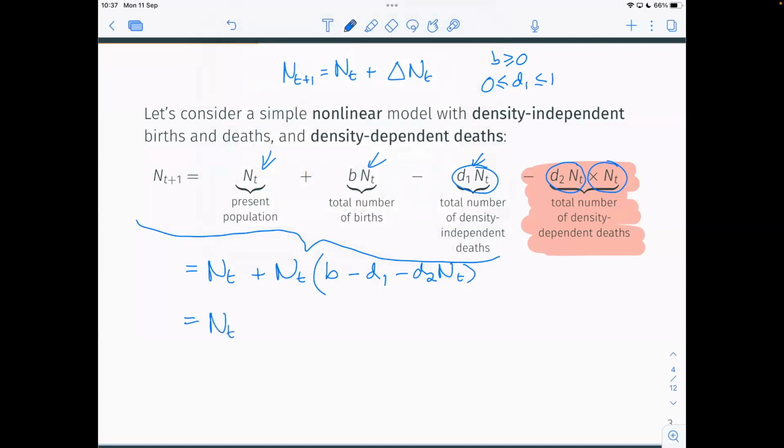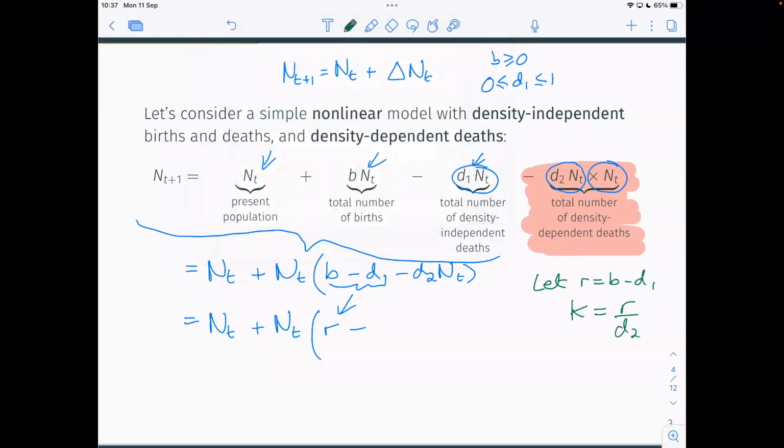Logistic growth models are usually written in a slightly different form. So if we notice this B minus D1 here, but B is just a number, D is just a number. Okay, so we can write down a number that is equal to B minus D. So if we let, different color here, I'm going to let R equal B minus D1. Means I can write this bit here just as R. And then I want to get rid of this D2, just because I'm writing it in a slightly different form here. And I'm going to let K equal R over D2.